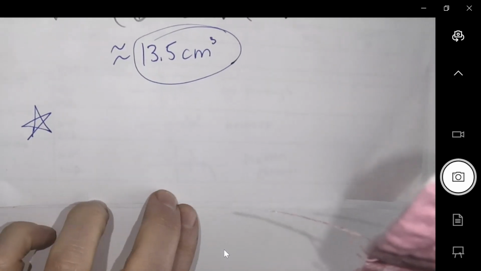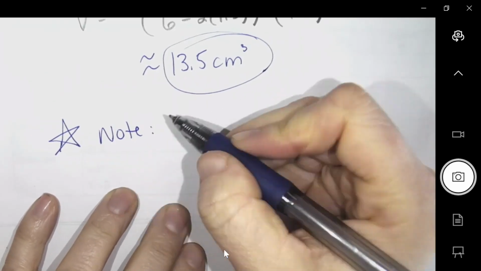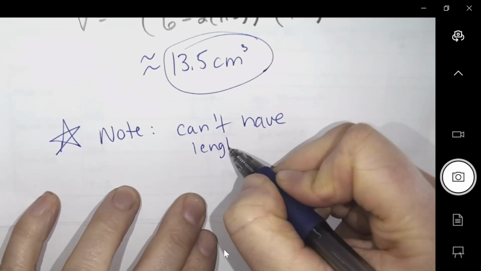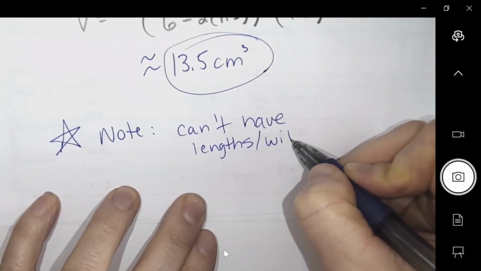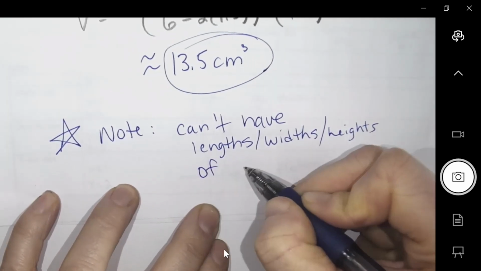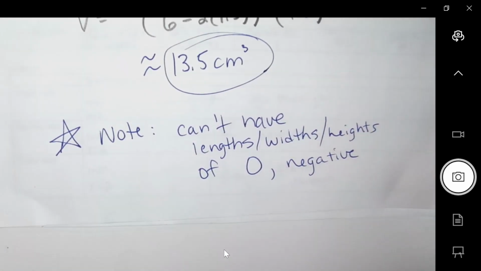Okay, please make sure you put a star and note: can't have lengths, widths, or heights of 0 or negative. None of that makes sense. So on that problem, just remember when you're doing the equations and graphing it, you can never have one of your dimensions that's 0 or negative.